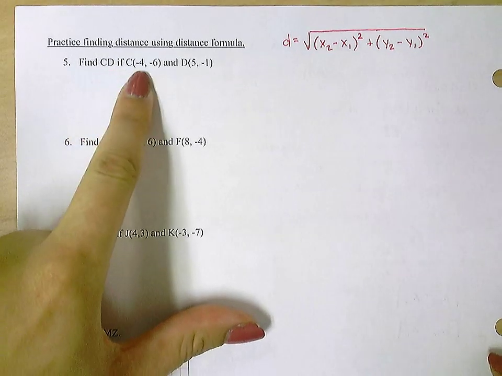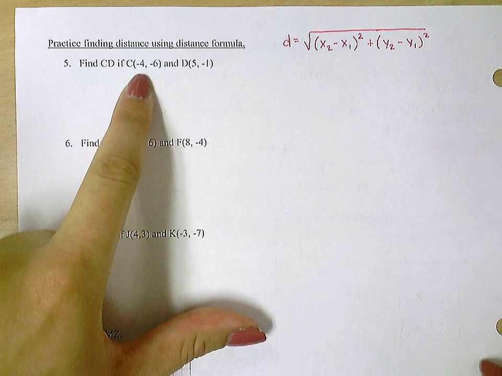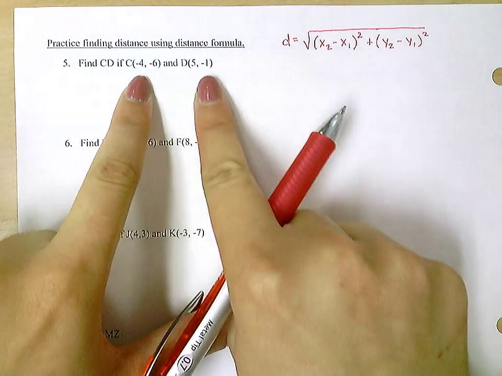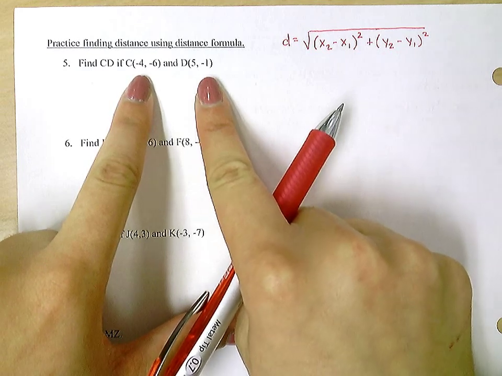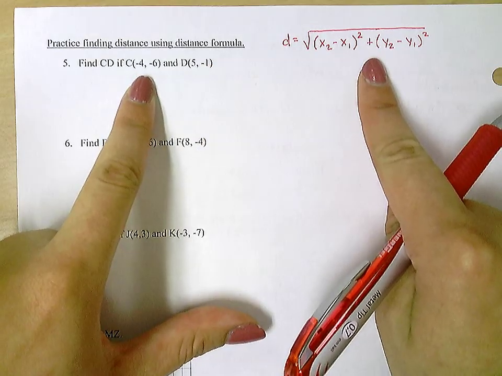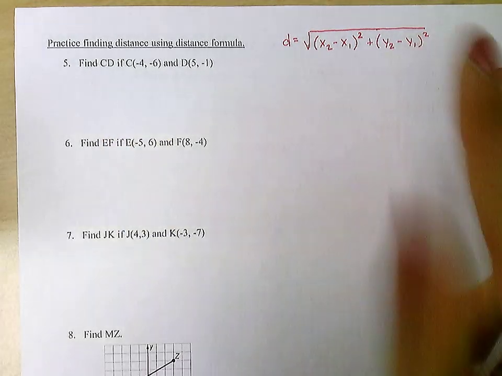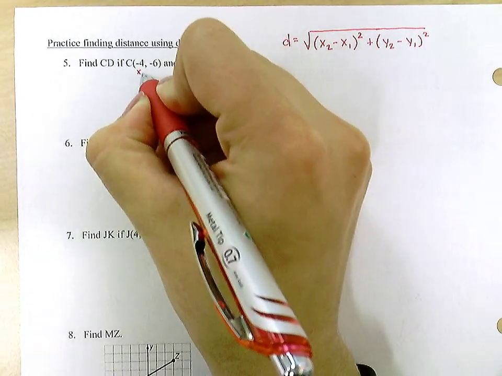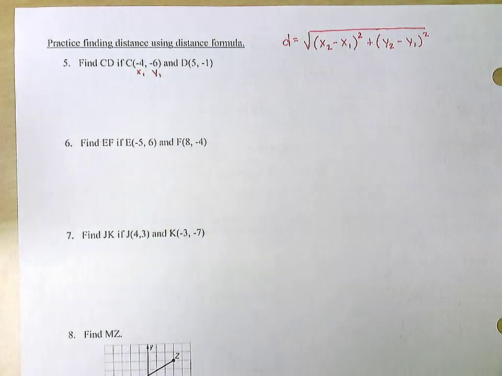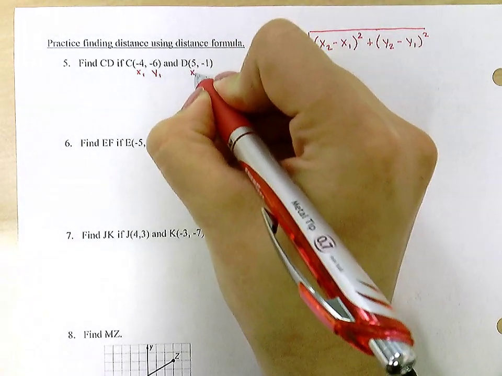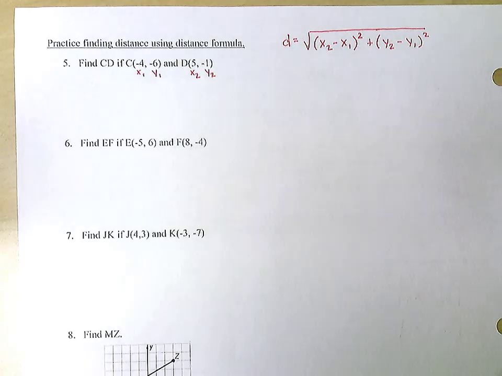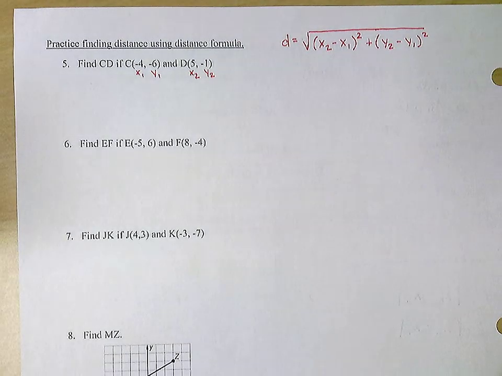So we want to find CD given our 2 coordinates. Now when I'm using the distance formula, I like to label my coordinates x sub 1, y sub 1, and x sub 2, y sub 2. So it's a little bit easier to plug into this formula. So for point C, I'm going to label that one x sub 1 and y sub 1. So -4 is x sub 1, -6 is y sub 1. And point D, I'll label as x sub 2 and y sub 2. Okay, and I just label those underneath. You can label them above, doesn't matter where.